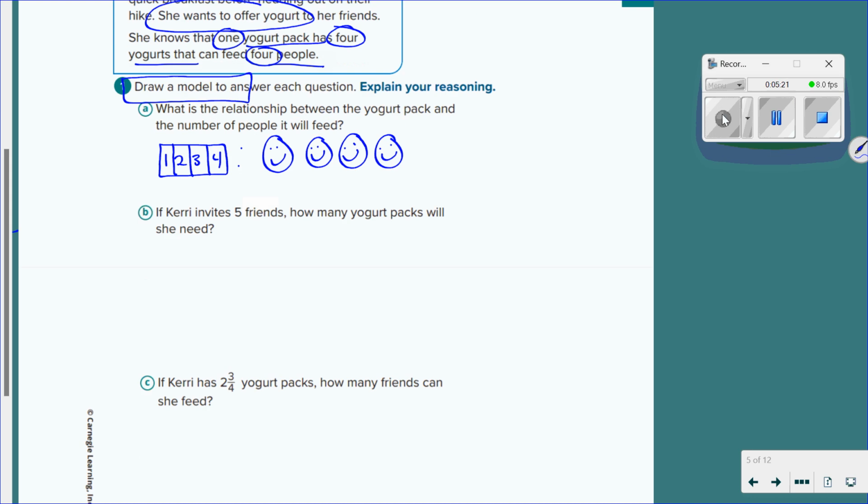Okay, if Carrie invites 5 friends, how many yogurt packs will she need? And it says to draw a model. So I start with my 1 yogurt pack that has how many yogurts in it? 4. 1, 2, 3, 4. Yes? And how many people can that 1 yogurt pack feed? 4.